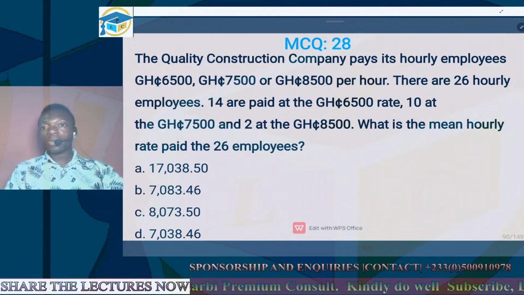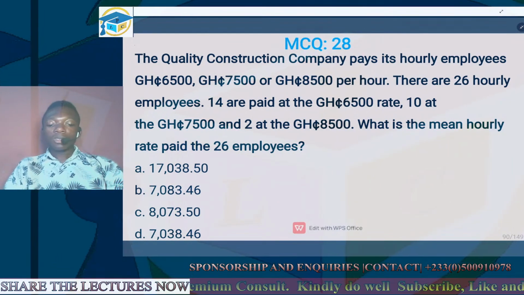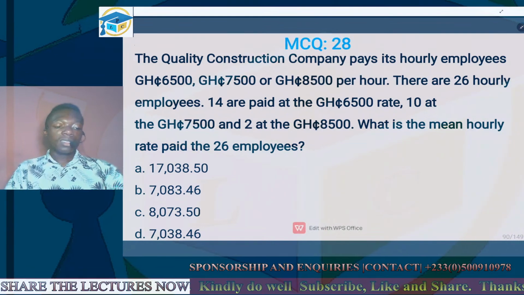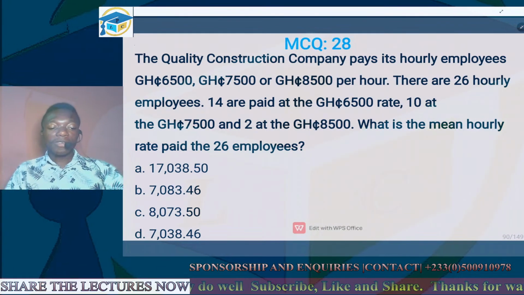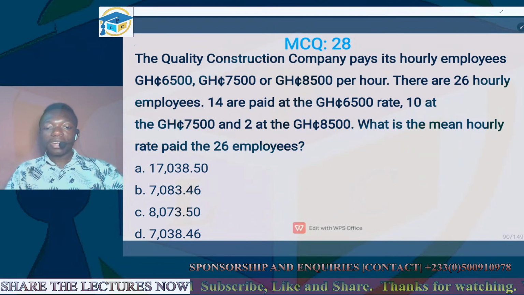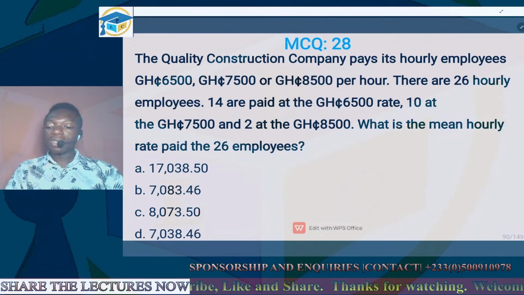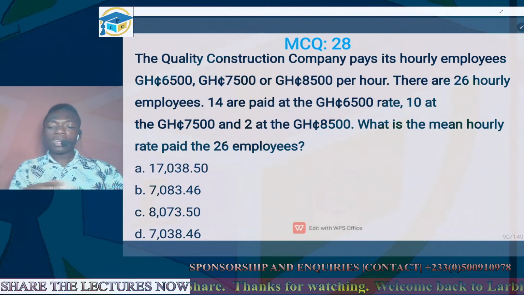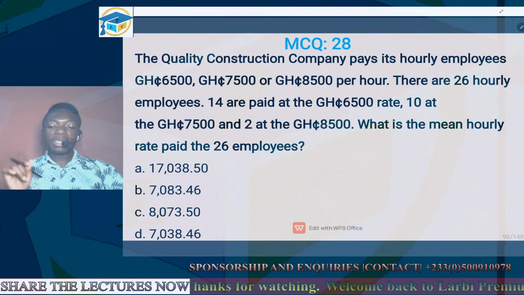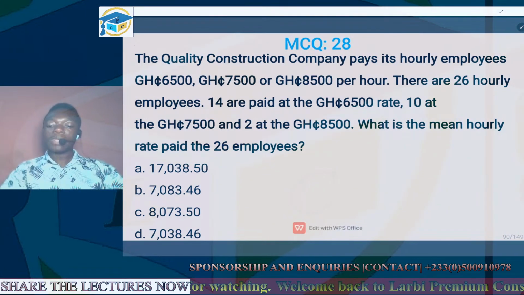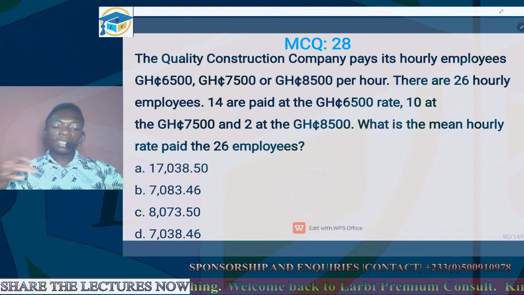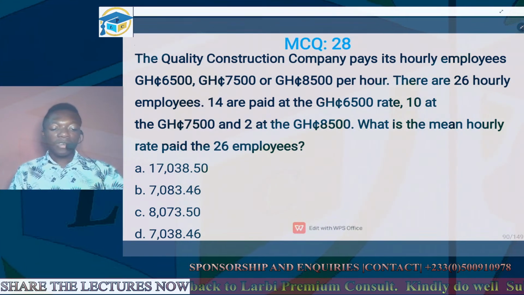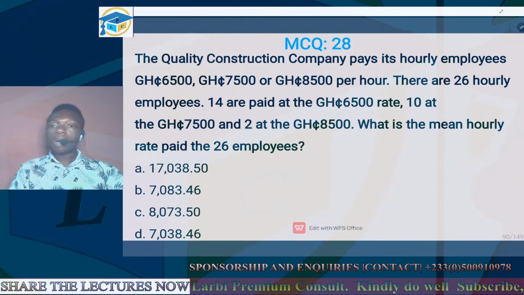Let's move on to question number 28. The Quality Construction Company pays its hourly employees 6,500 Ghana cedis, 7,500 Ghana cedis, and 8,500 Ghana cedis per hour. There are 26 hourly employees, where 14 are paid the 6,500 rate, 10 are paid 7,500, and 2 are paid 8,500 Ghana cedis.